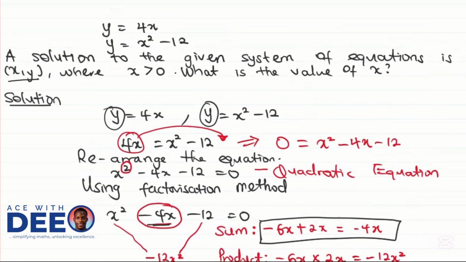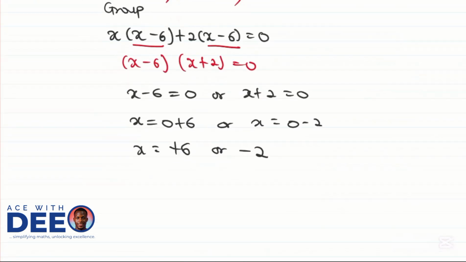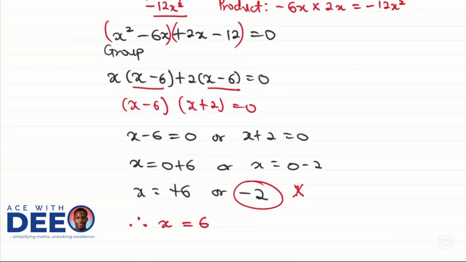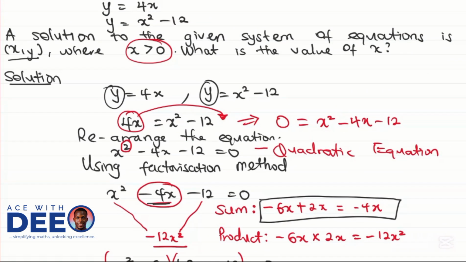Now let's go back to the question. The question states that x is greater than 0, which means we're going to be considering the positive part of x. So since the question already said x is greater than 0, therefore my x value is going to be equal to 6, because the negative would not be considered in this solution. With this, I've successfully solved this question. We have found the value of x, which is a solution to this question.